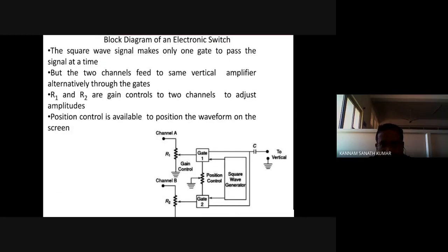If you see the block diagram of the electronic switch, this is channel A and channel B, and they are given through the resistors R1 and R2. These R1 and R2 are nothing but gain controls. In order to adjust the amplitude, we are using R1 and R2. And you have gate 1 and gate 2, and this is the position control. That means if you want to adjust the amplitude.